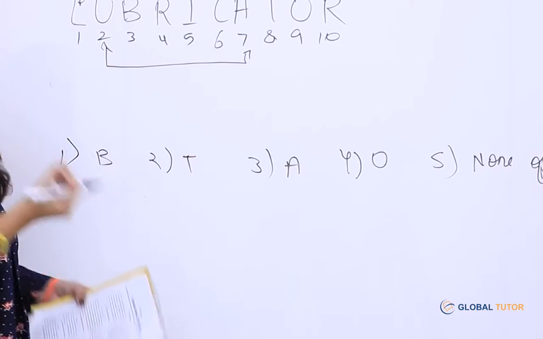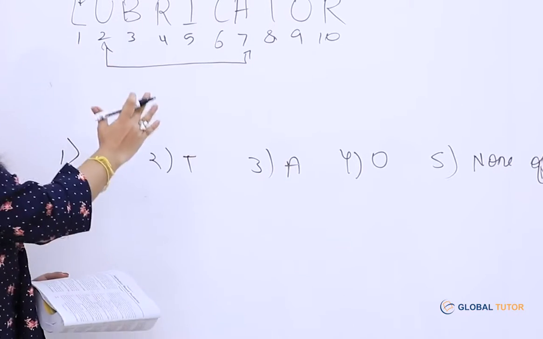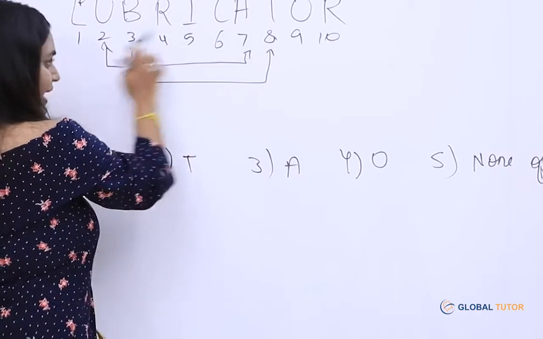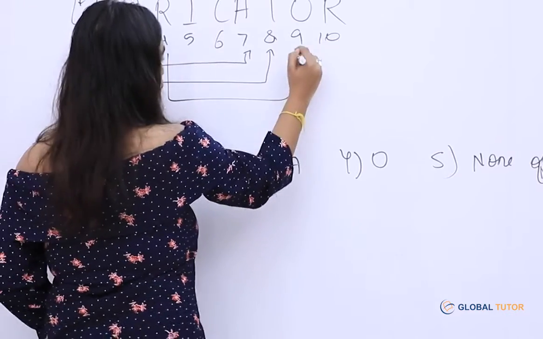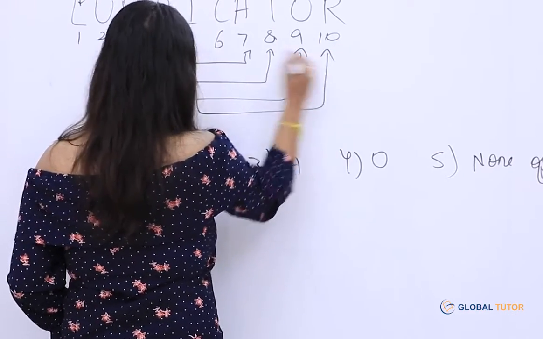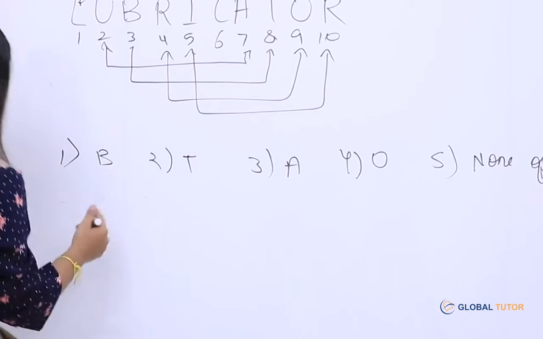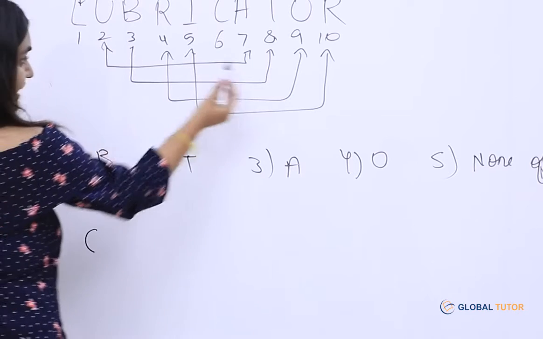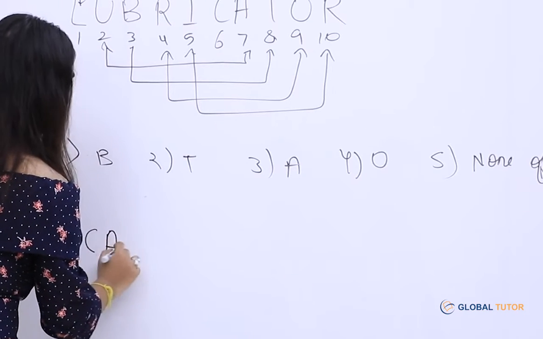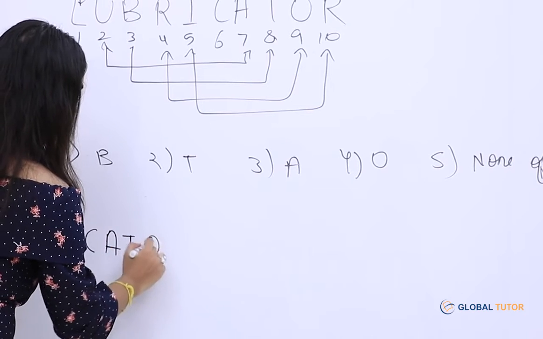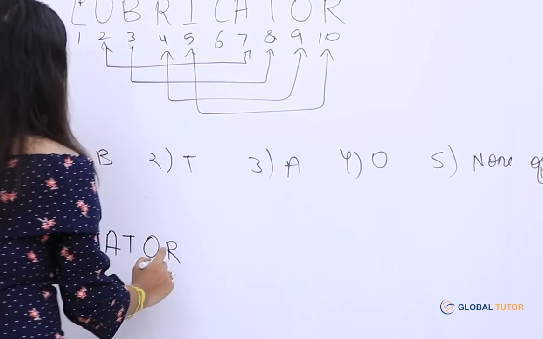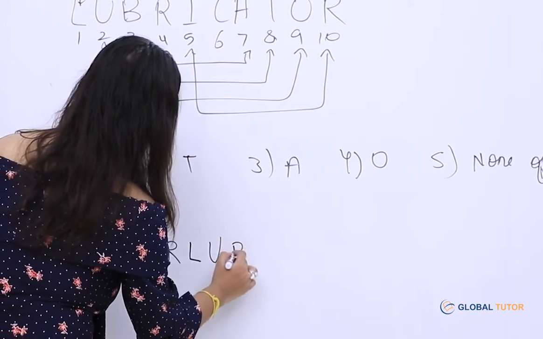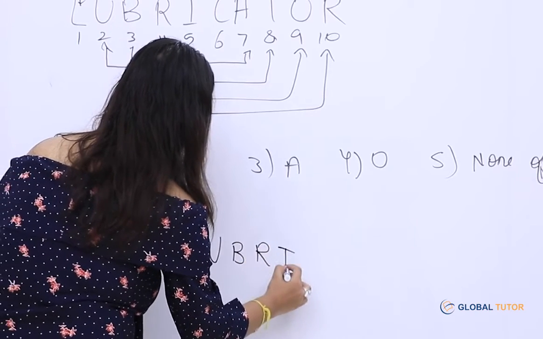In this, it's a little bit different. So when they say "and so on", you are supposed to change the positions of all the letters. So let me do it here. First changes with sixth, second with seventh, third with eighth, fourth changes with ninth, and fifth changes with 10th. I'll write it down here now. So it is supposed to be C, second changes with 7, A, T, O, R, and then L, U, B, R, I.